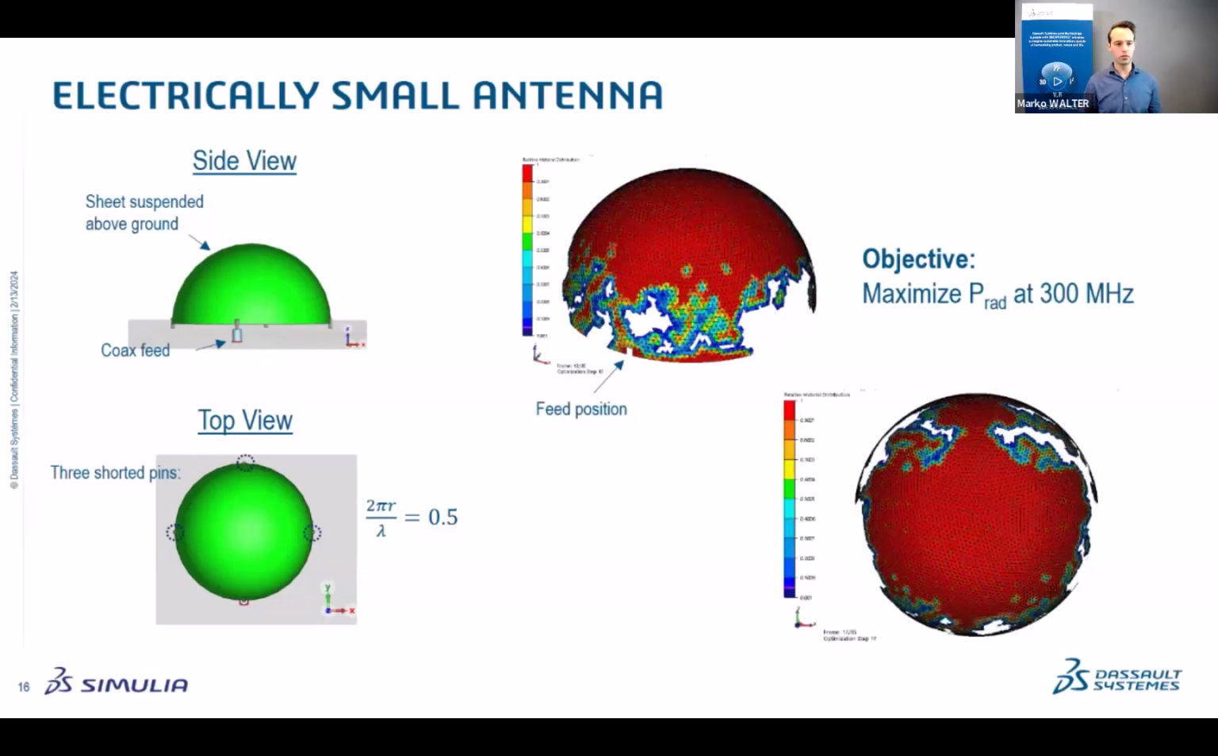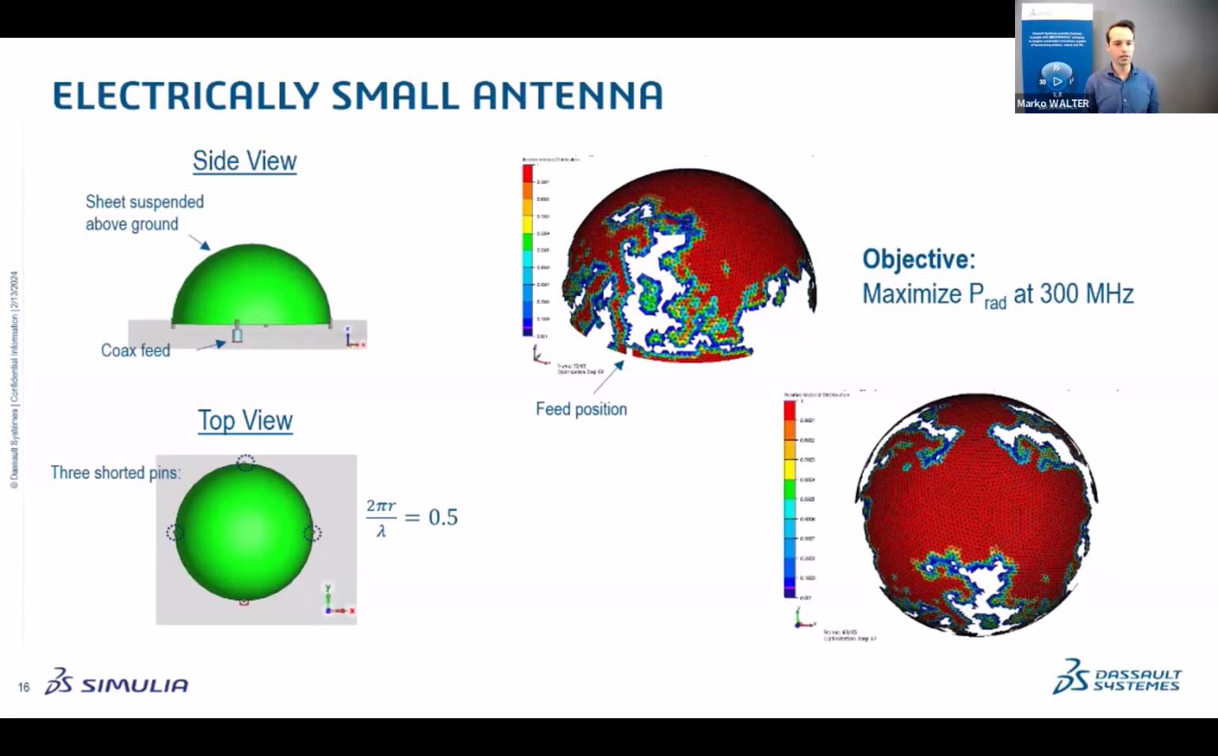And you can then see when the optimization starts, these traces start forming. And the objective is then to get maximum radiation at about 300 megahertz. And you can just see the shape coming together.